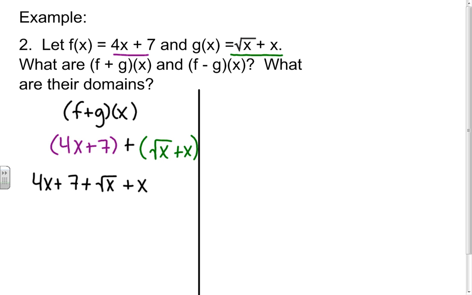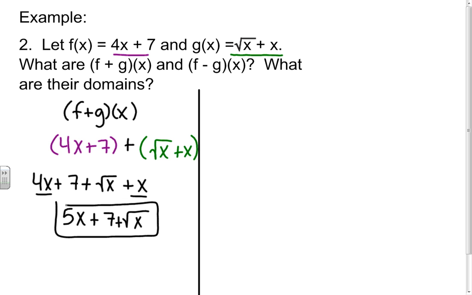And find any like terms. I have a 4x and an x, which is 5x. And then just recopy the rest. This is the expression that you get for f plus g of x. For the domain, x is an element of the reals.